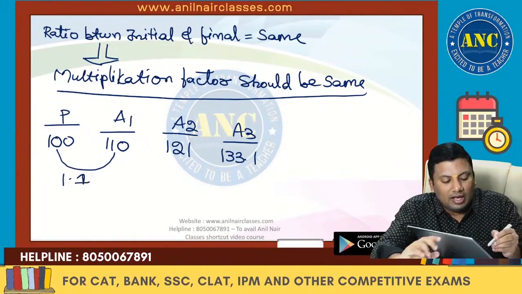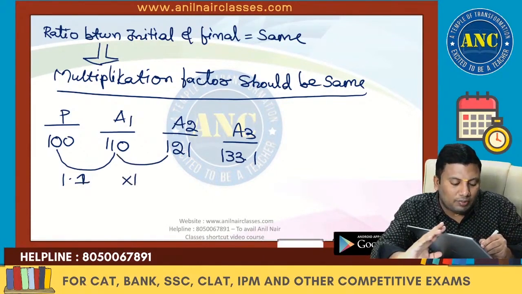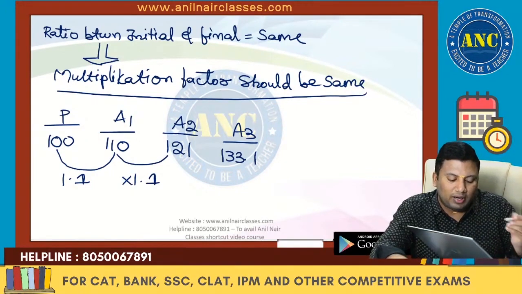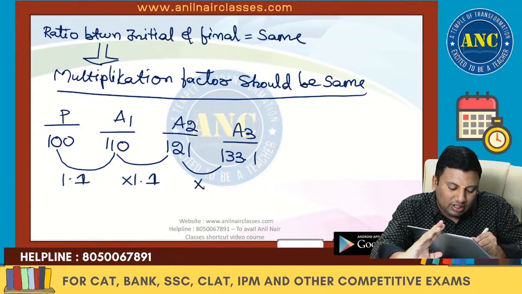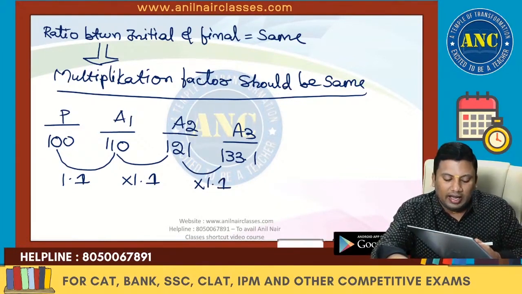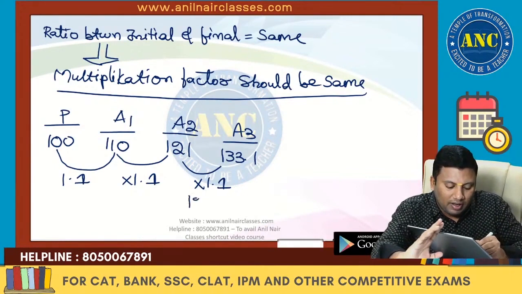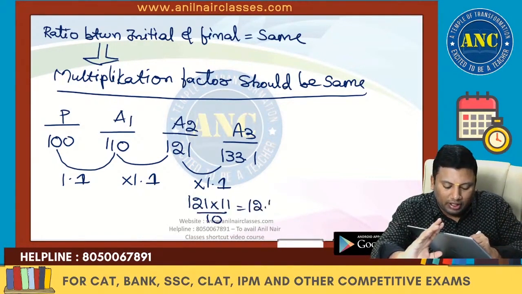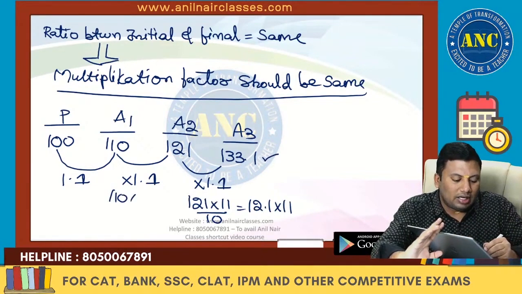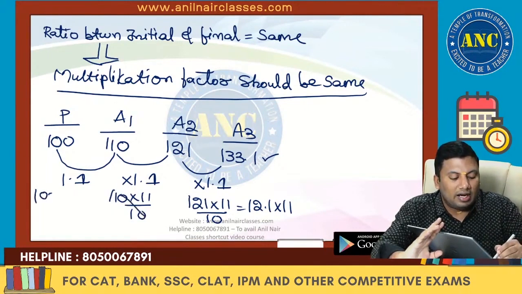Are you all with me? The multiplication factor should be the same. 110 into 1.1 is nothing but 121. Into 1.1 again, it is 133.1. This is nothing but 121 into 11 by 10. 12.1 into 11 is 133.1. 110 into 11 by 10 is 121. 100 into 11 by 10 is 110.